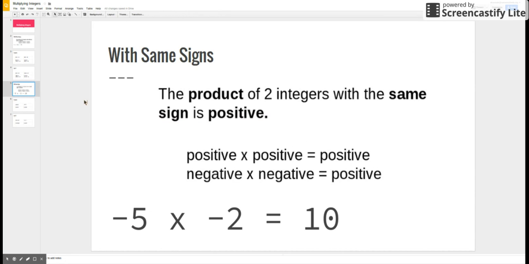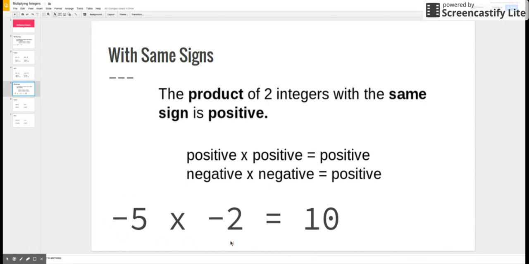All right, with the same signs, the product of two integers with the same sign is positive. So two integers with the same sign is always positive. So you could get either positive times positive is a positive answer. You all know that. Or you could get negative times negative, which will also give you a positive answer.